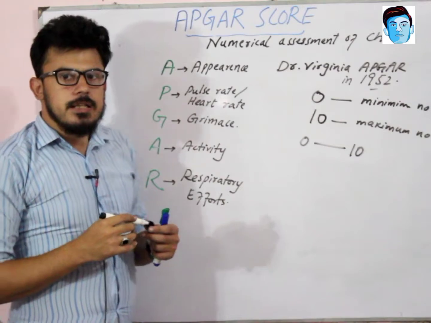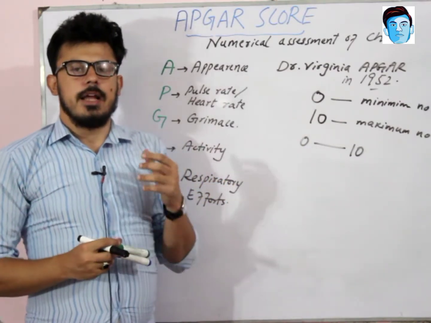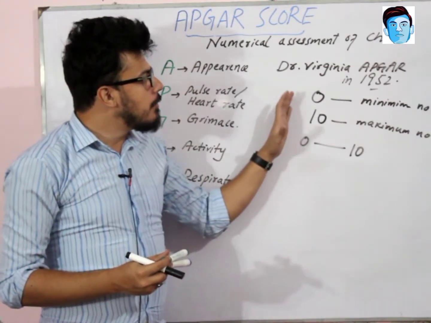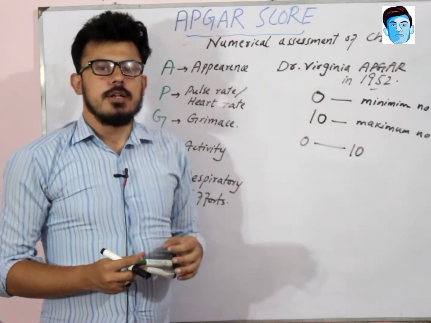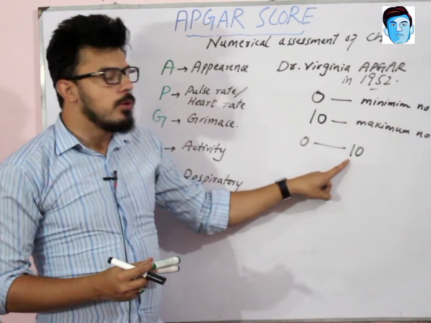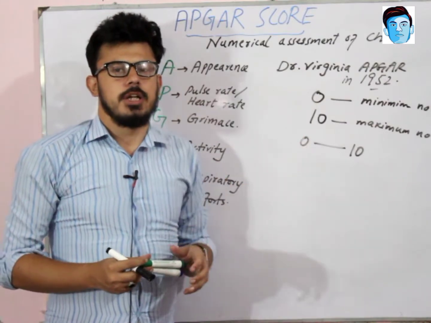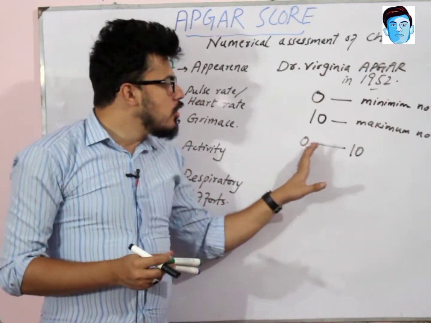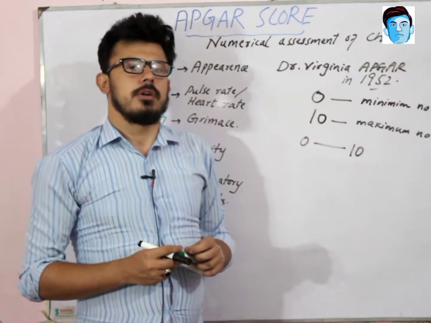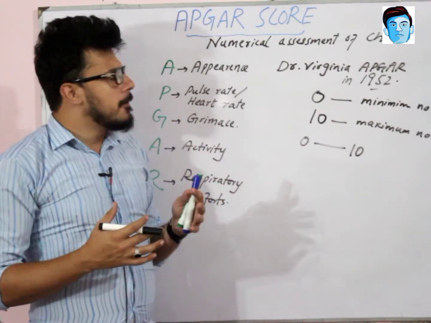So it means the higher the APGAR score, the better the child's overall health. But if the number is low, it will show us a worse condition of a child. So the higher number, 10, will show us the best condition of a child, while 0 will show us a worse condition, while in between 0 and 10 will show us a moderate condition of a child.